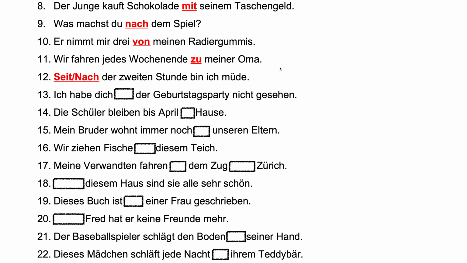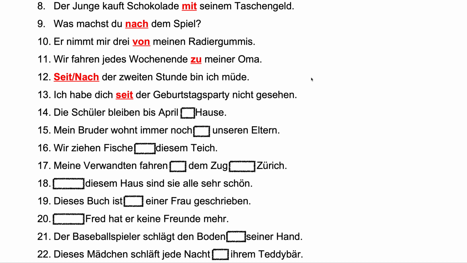Nummer 13. Ich habe dich blank der Geburtstagsparty nicht gesehen. Ich habe dich, I saw you, and then something about a birthday party, not. So I haven't seen you since the birthday party. That here is seit. Nach doesn't really work here because we're going to say since the birthday party. If you say here after the birthday party, that's like I haven't seen you after the birthday party, which is kind of an odd way to phrase that.